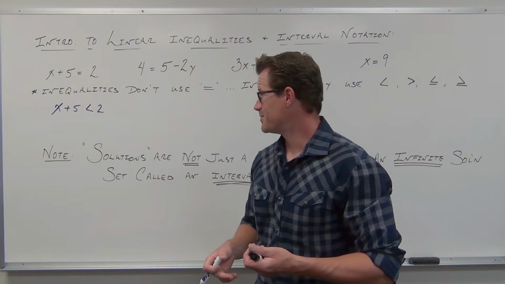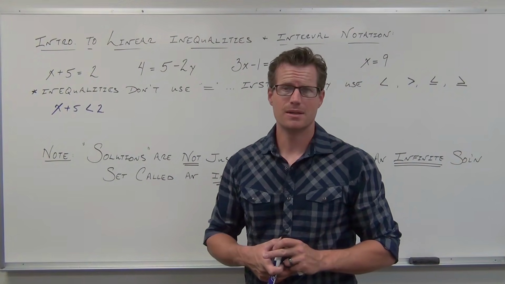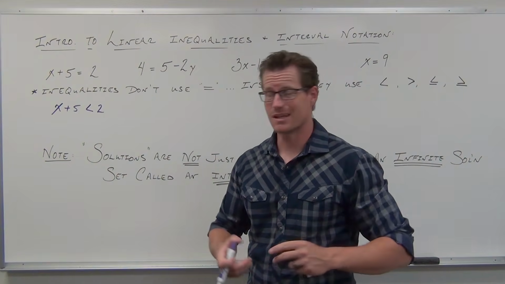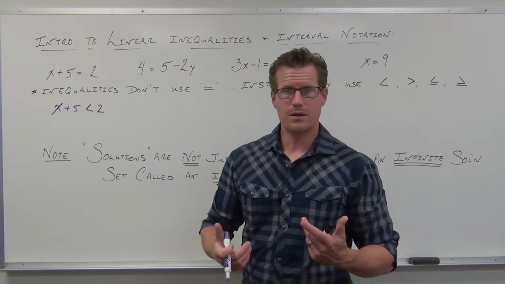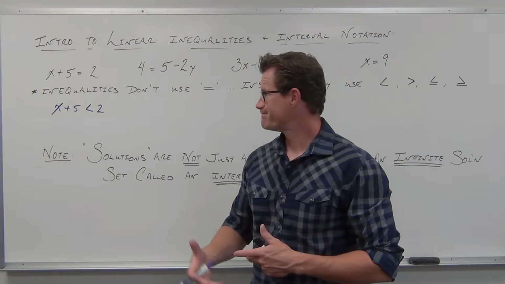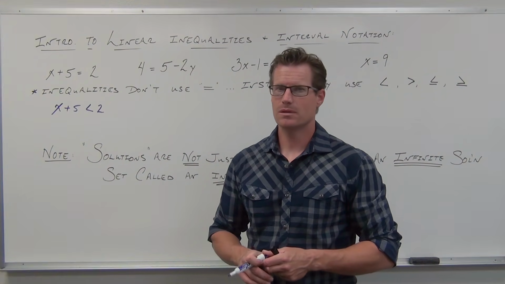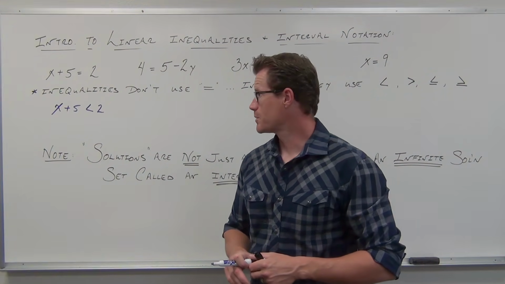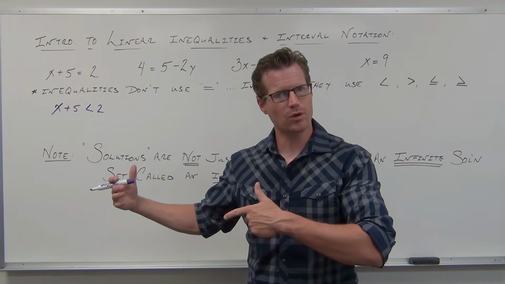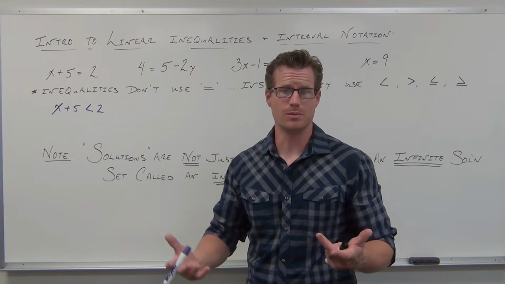For instance, negative 5. Negative 5 plus 5 is 0. That's less than 2. Negative 4. Negative 4 plus 5 is 1. That's less than 2. How about negative 3? Well, negative 3 plus 5 is exactly 2. Does that work here? We're going to talk about that. We're going to talk about what these symbols mean.